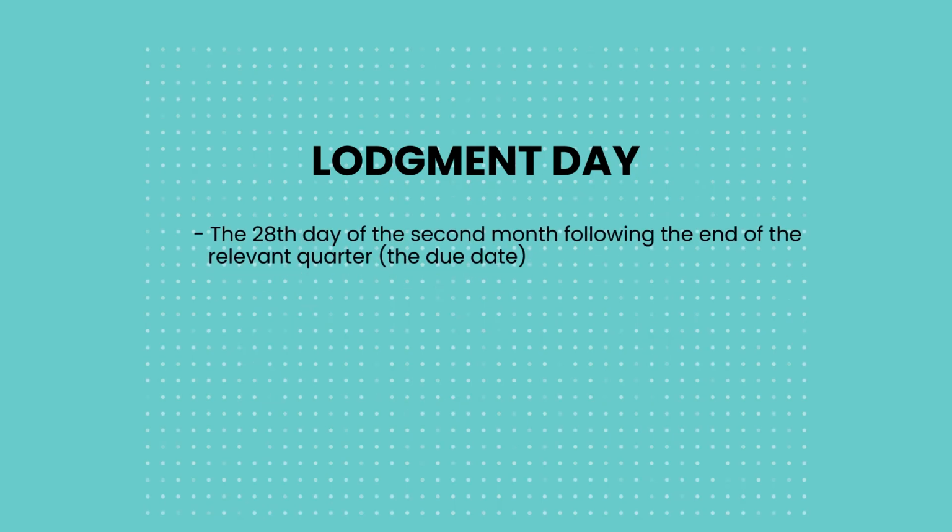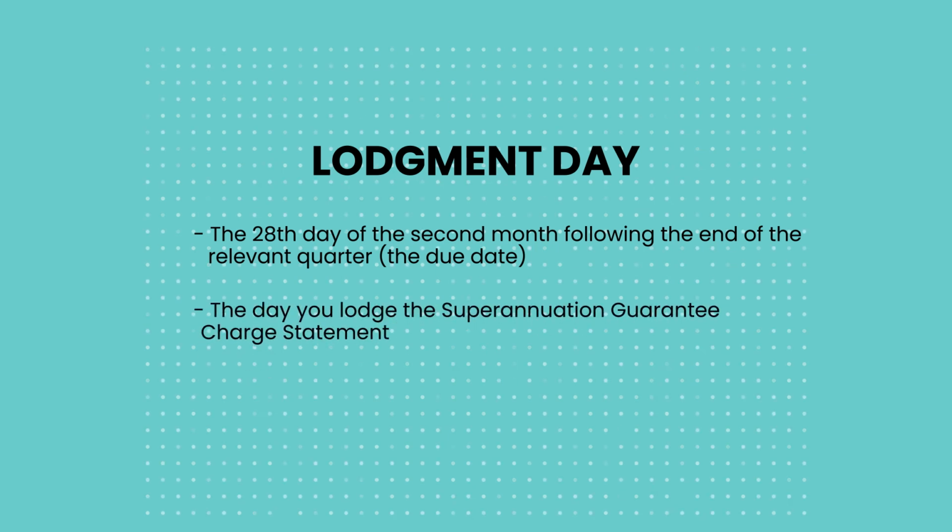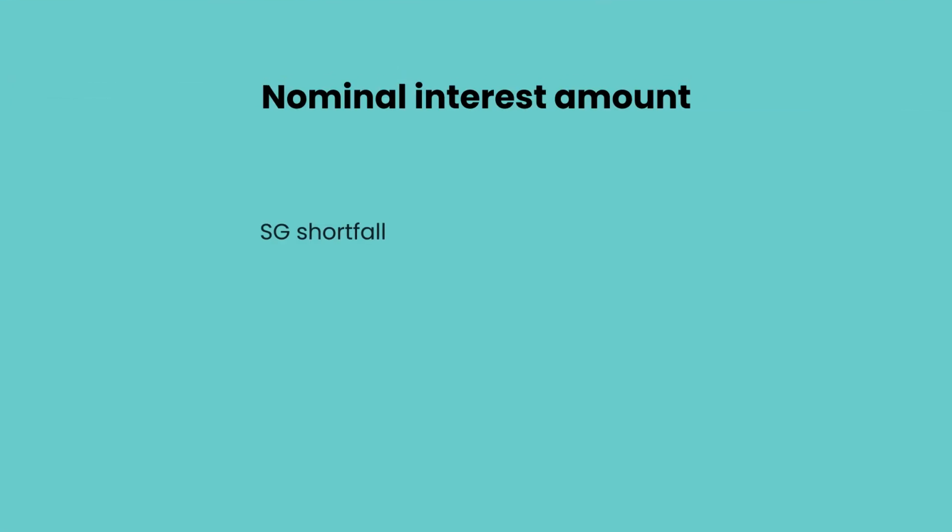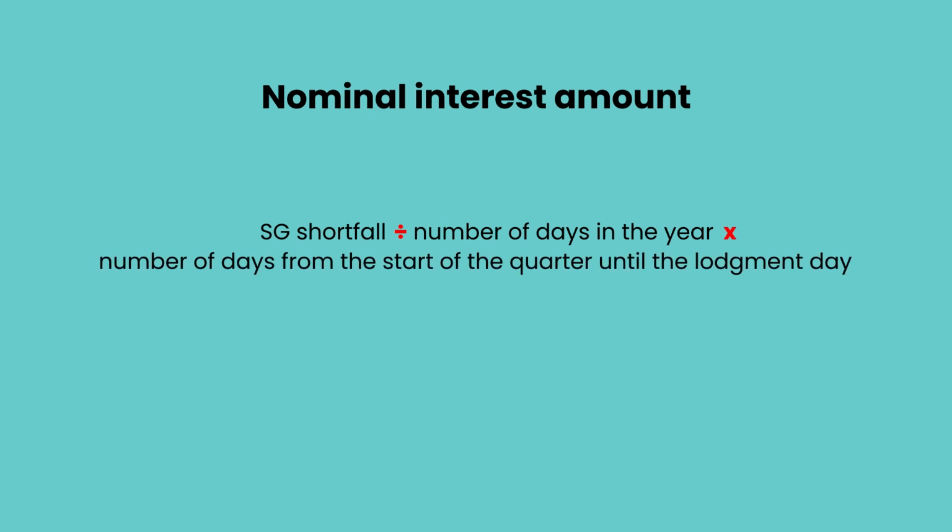Next, you have to work out the nominal interest amount. This is calculated from the first day of the quarter that the super guarantee was not paid until the lodgement day. The lodgement day is the later of either the 28th day of the second month following the end of the relevant quarter, the due date, or the day you lodge the superannuation guarantee charge statement. The calculation is super guarantee shortfall divided by the number of days in the year multiplied by the number of days from the start of the quarter until the lodgement day multiplied again by 10%.